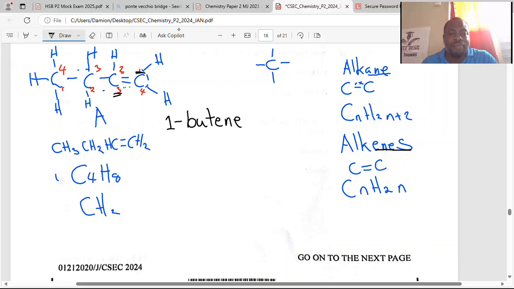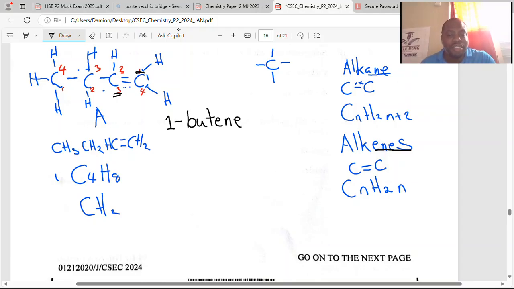So this is 1-butene. And we say 1-butene because the double bond gets the lowest number. We wouldn't say 3-butene, because we would be forced to number the carbon in such a way that the double bond, the functional group, gets the lowest number possible.